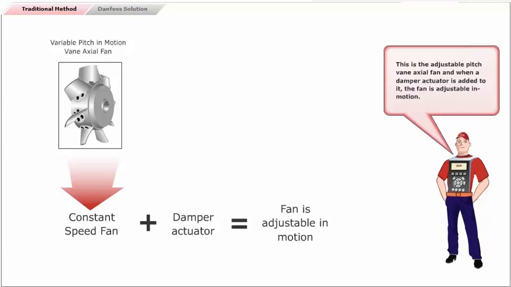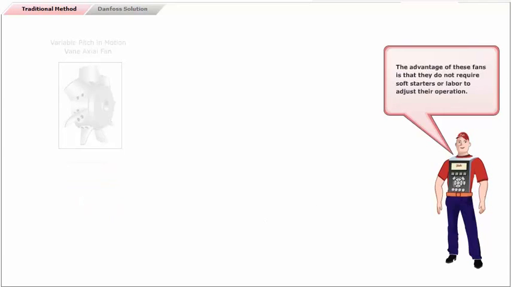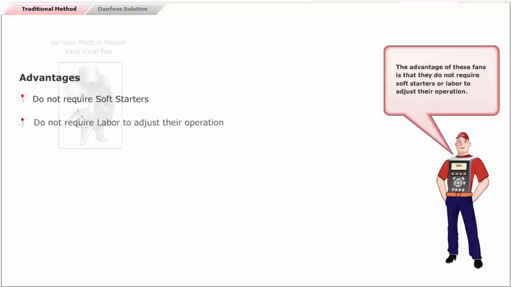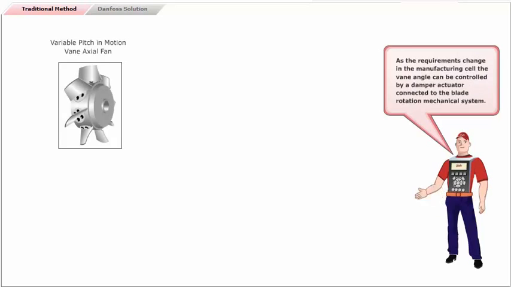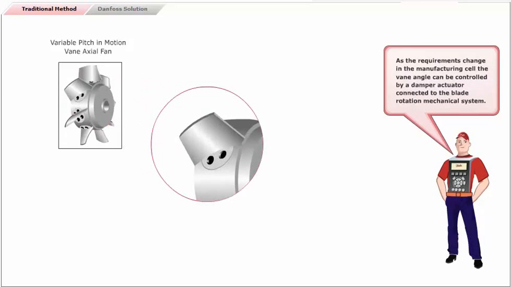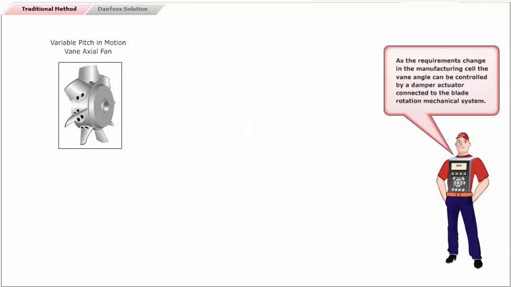This is the adjustable pitch vane axial fan, and when a damper actuator is added to it, the fan is adjustable in motion. The advantage of these fans is that they do not require soft starters or labor to adjust their operation. As the requirements change in the manufacturing cell, the vane angle can be controlled by a damper actuator connected to the blade rotation mechanical system. Also during startup, the pitch is slowly opened to prevent any air surge through the filter.